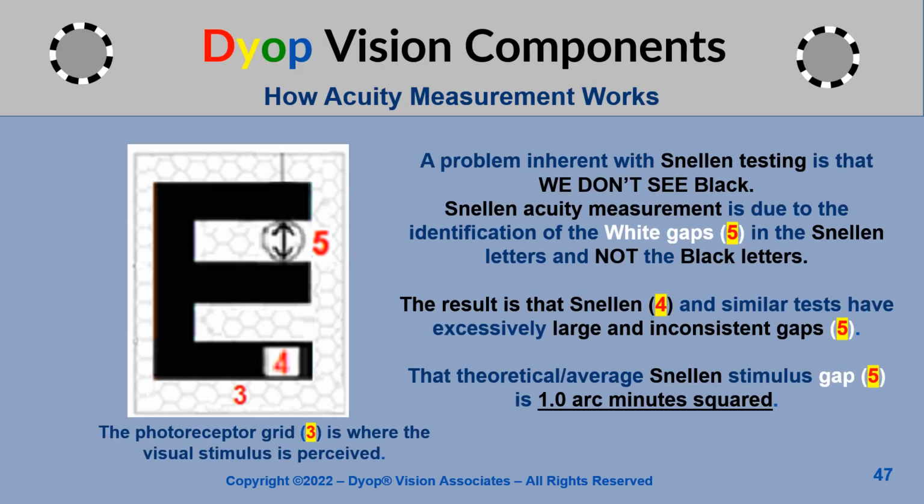A problem inherent with Snellen testing is that we don't see black. Snellen acuity measurement is due to the identification of the white gaps in the Snellen letters and not the black letters. The result is that Snellen and similar tests have excessively large and inconsistent gaps. The theoretical average Snellen stimulus gap is 1.0 arc-minute squared.